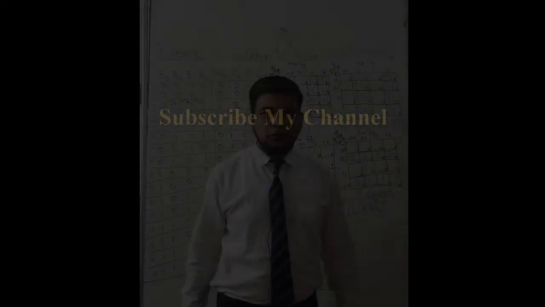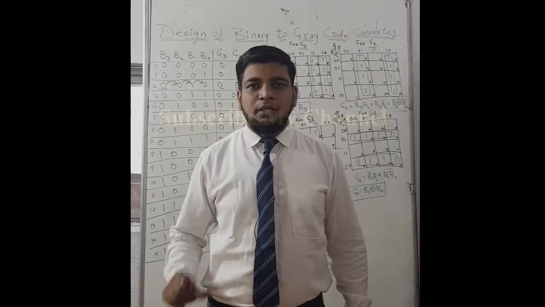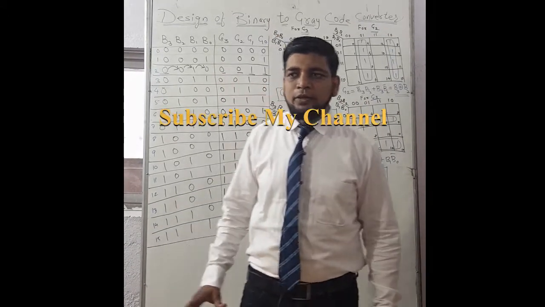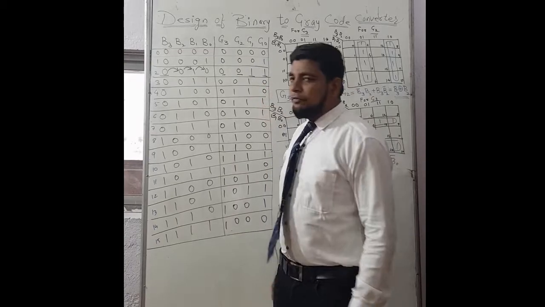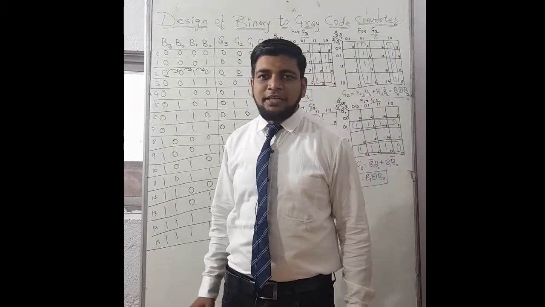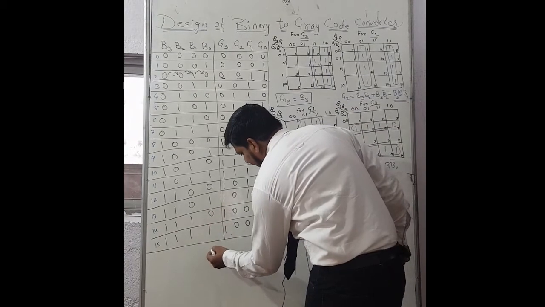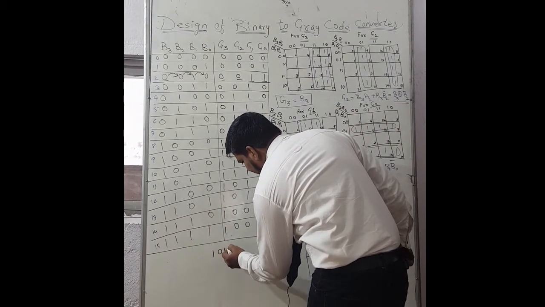In this session we are going to study how to convert a binary number to a gray number and how to design a binary to gray code converter. First of all, we will see how to convert a binary number into its gray equivalent, into gray form. Suppose we are considering an example of 1010.